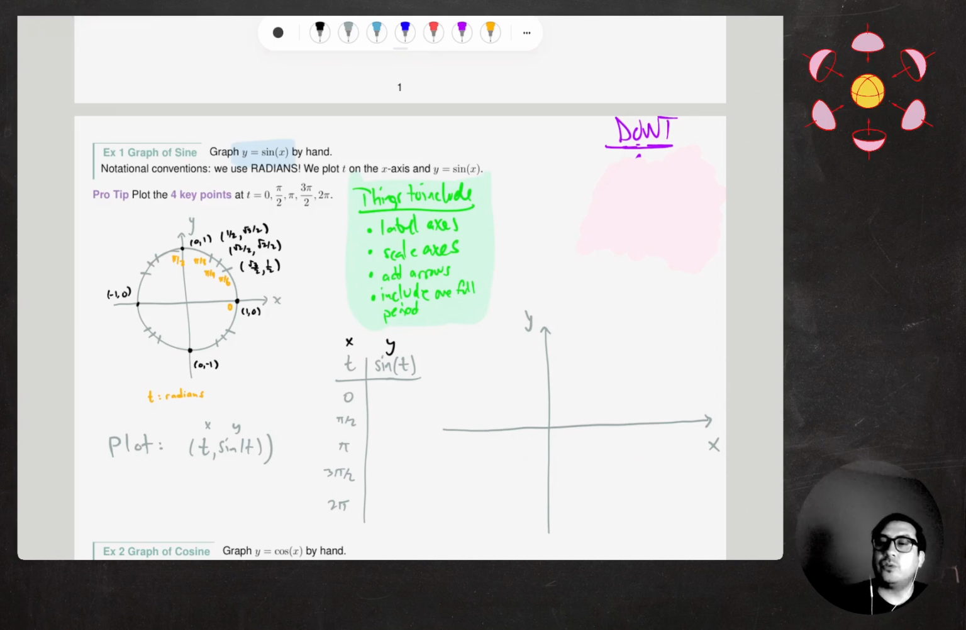Okay, so to plot a function, it's usually helpful to plot a few points. So I've already got a couple angles here pre-selected: 0, pi over 2, pi, 3 pi over 2, and 2 pi.